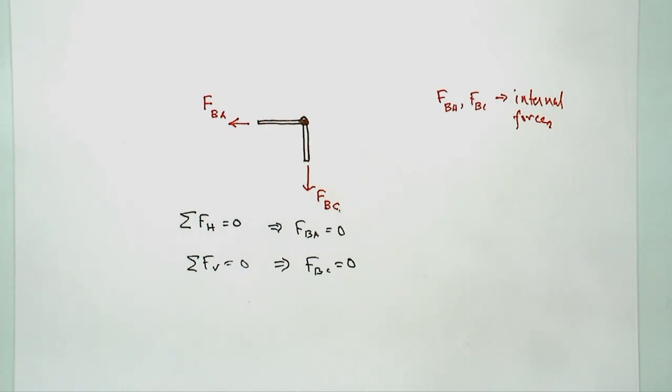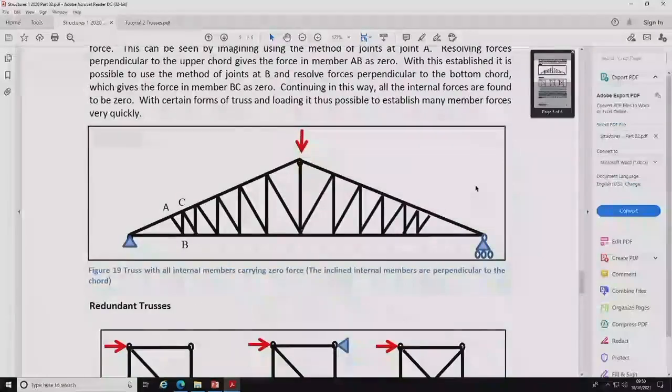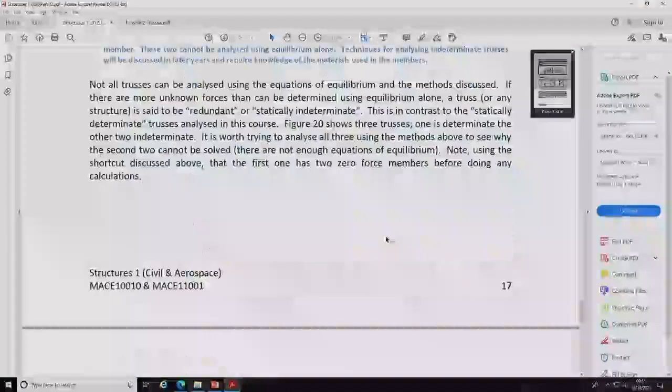Now, somebody can quickly ask: if AB and BC are not taking any force, and these forces pass to the ground primarily through these three members, why do you need these two members, B and C, for example? Now, they are zero force members maybe for this force. But what if a force acts over here, vertically downward? Then these would have forces as well.